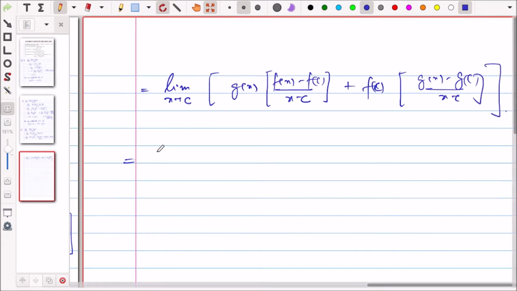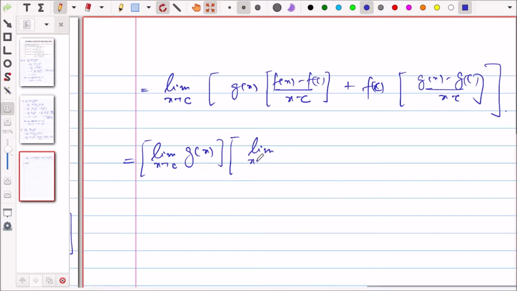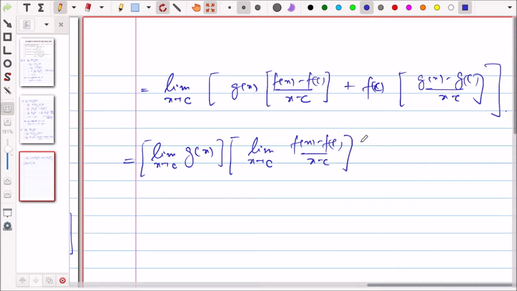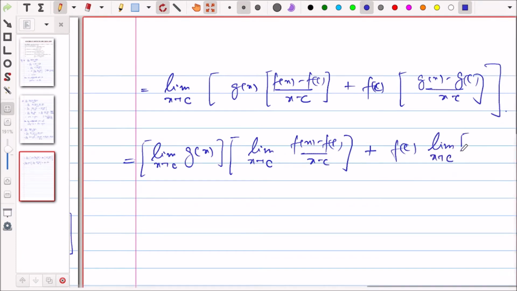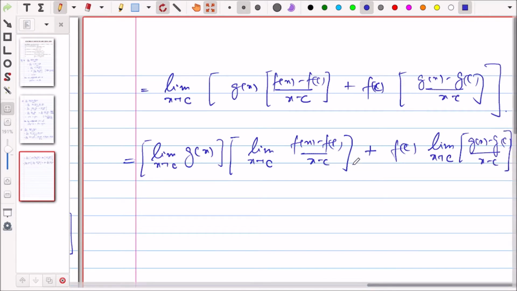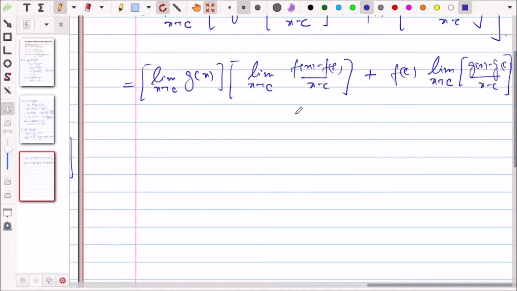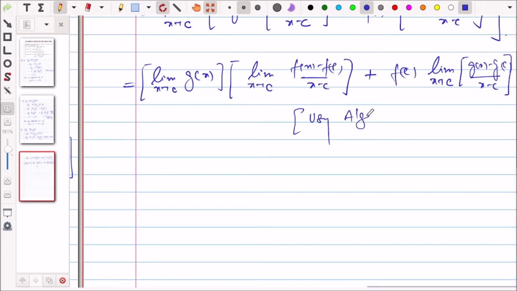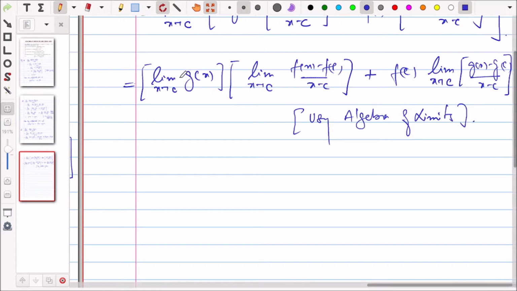So now you apply algebra of limits, so this will become limit x tends to c of g(x) into limit x tends to c of (f(x) minus f(c)) upon x minus c, plus f(c) is constant, so you can keep it outside, and this will become limit x tends to c of (g(x) minus g(c)) upon x minus c, right? Using algebra of limits.